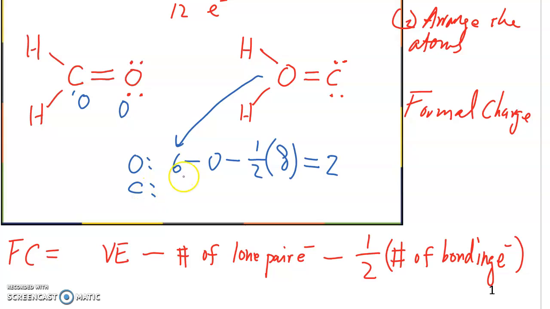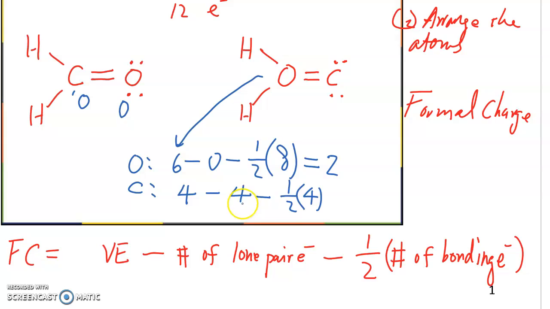As for the carbon, for the free atom, the valence electron will be 4, minus the number of lone pair electrons, 1, 2, 3, 4, minus 4, and then minus half times the number of bonding electrons, that means 1, 2, 3, 4.